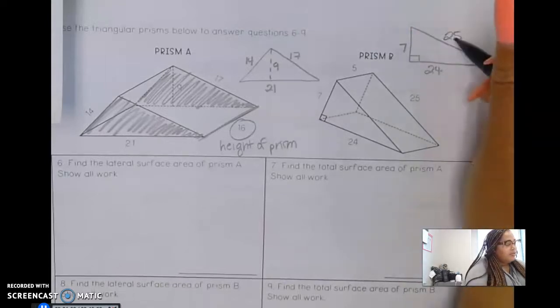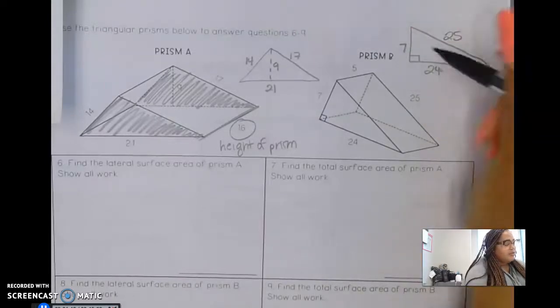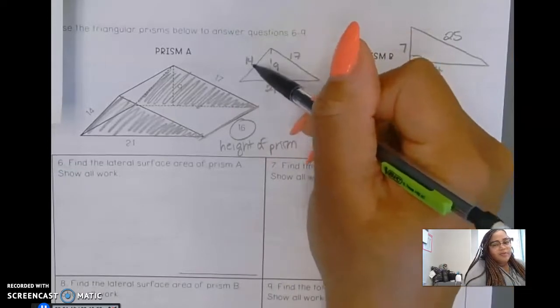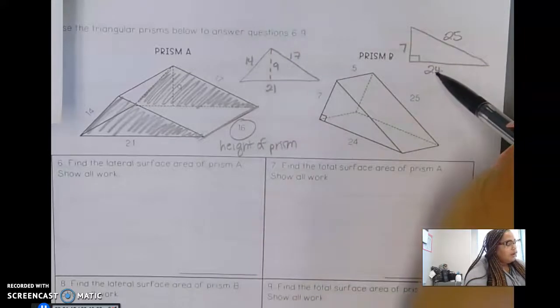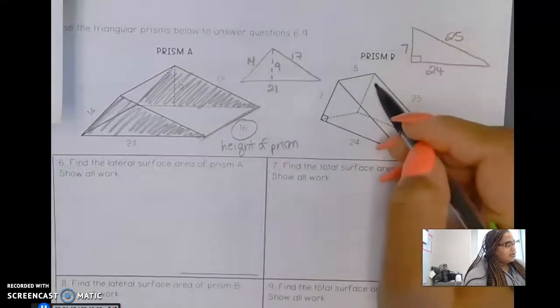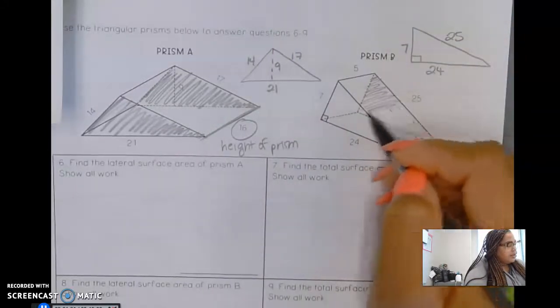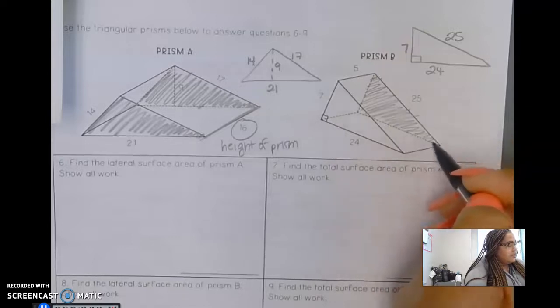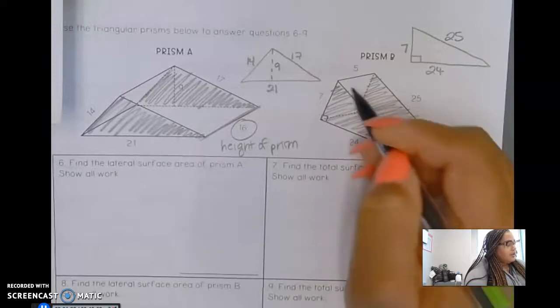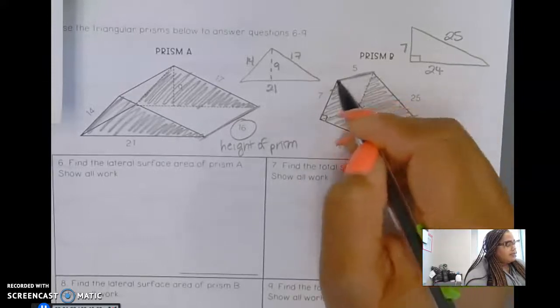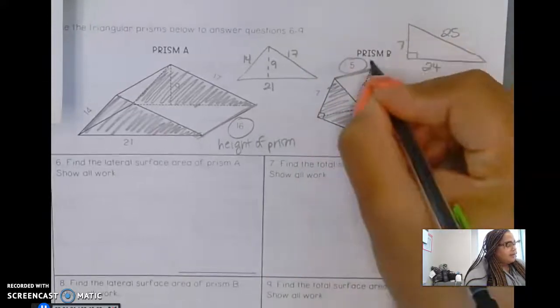This will help you find the perimeter as well. 7 plus 24 is 25. The perimeter over here would be 14 plus 17 plus 21. And this is also what we shade in. Shade in this triangle. Shade in this one. And then this line here that connects the bases will be the height of the prism.